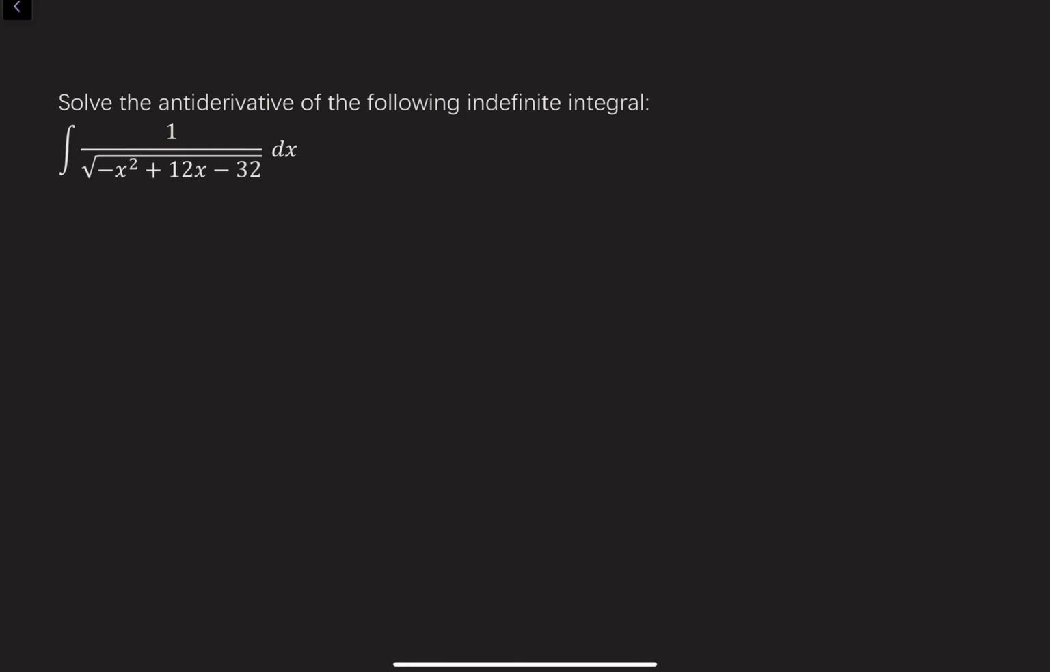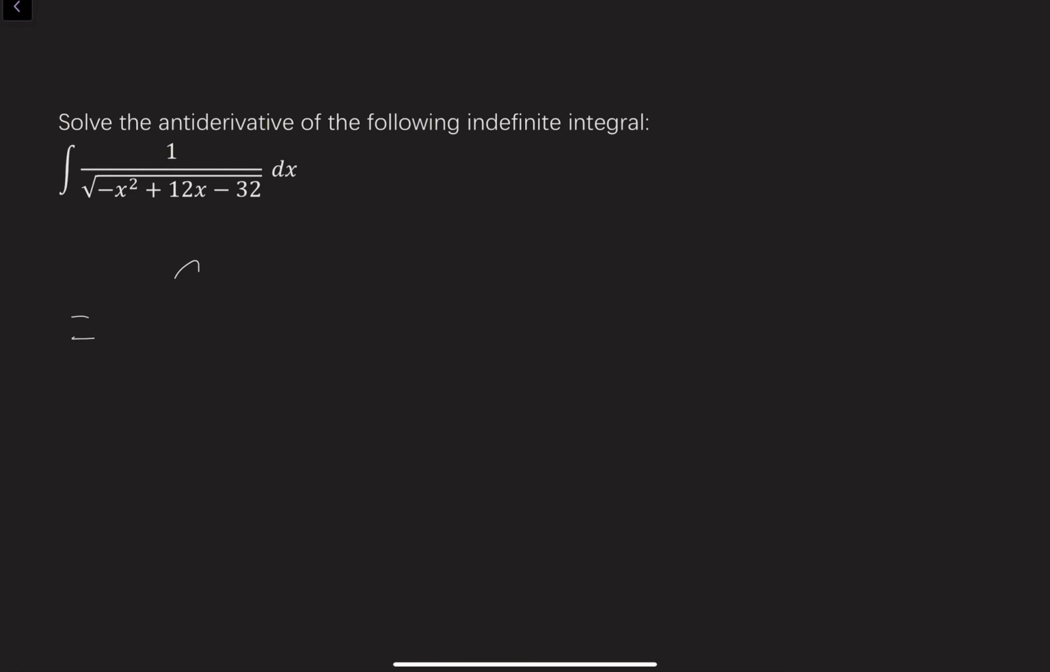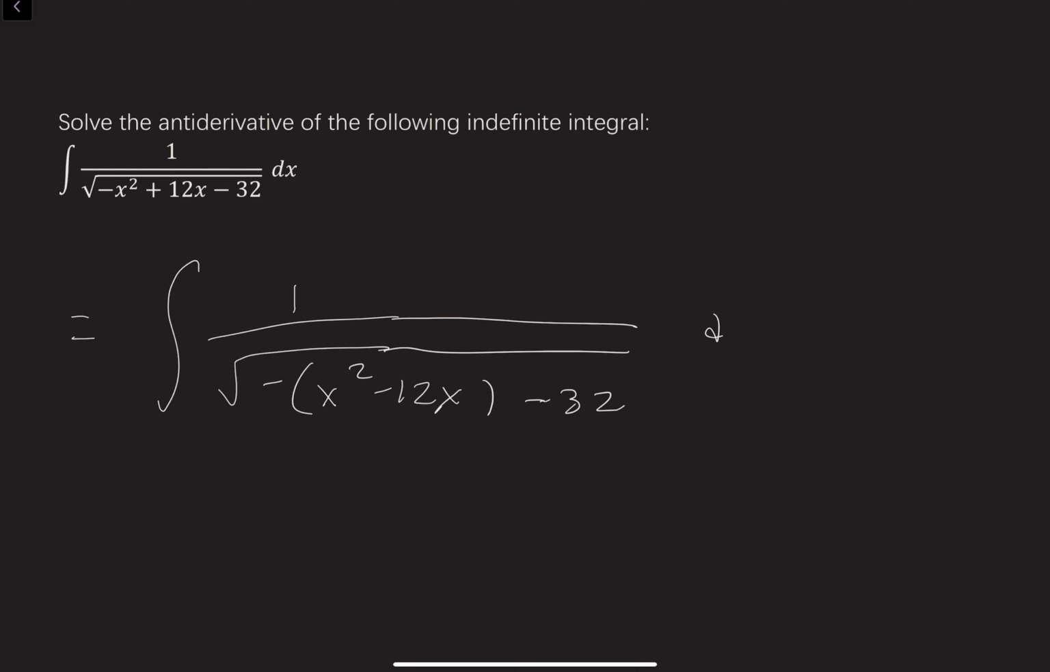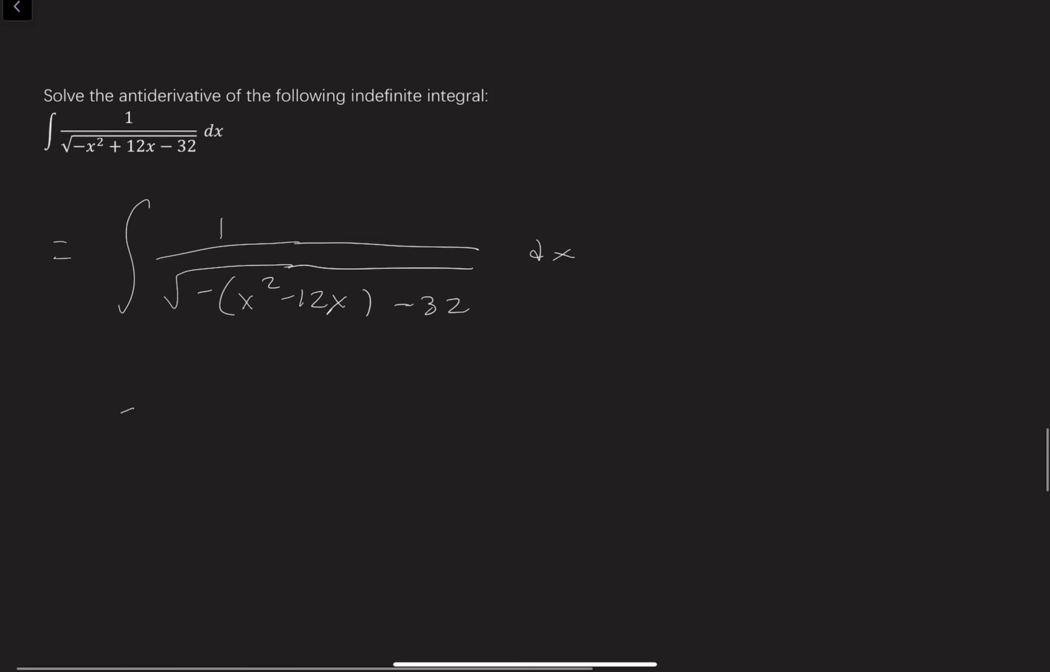So this is a 1 over square root problem, which means that we can use completing the square to solve for this. So what we're going to do is to complete the square. So that's 1 over square root of, let's see, we can use a minus sign, x squared minus 12x minus 32. I'm going to extend this dx. What is this equal to? Well, don't forget we have to complete the square.